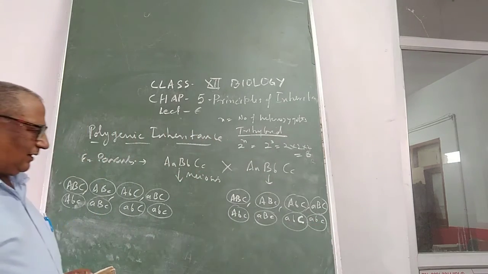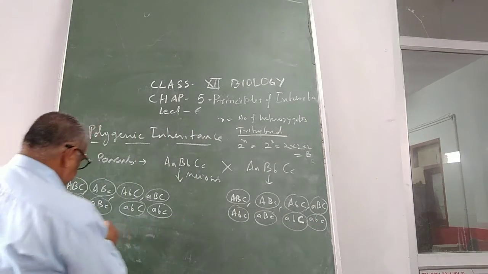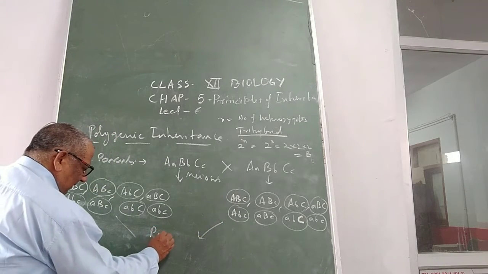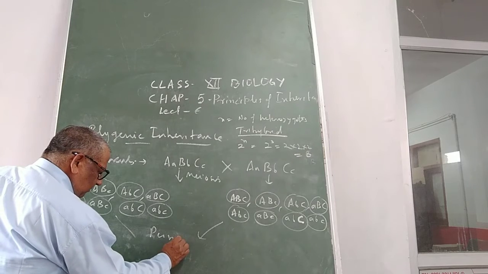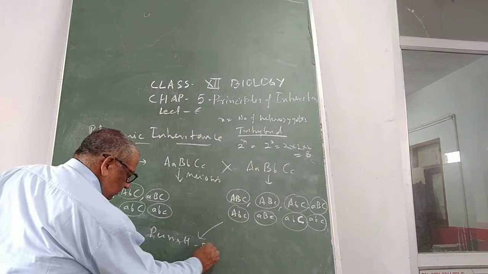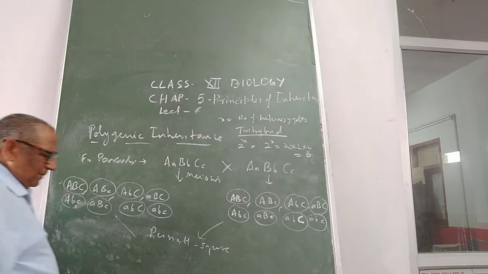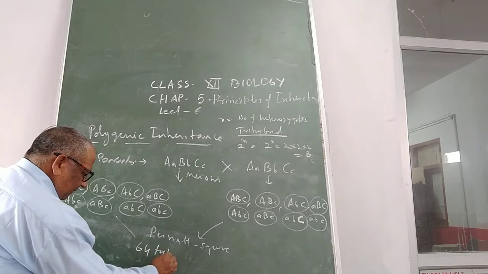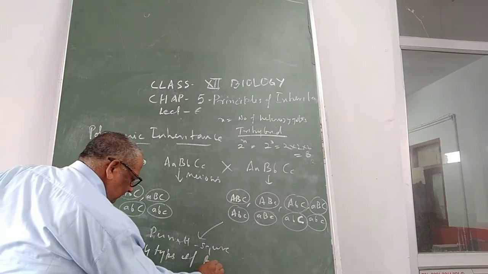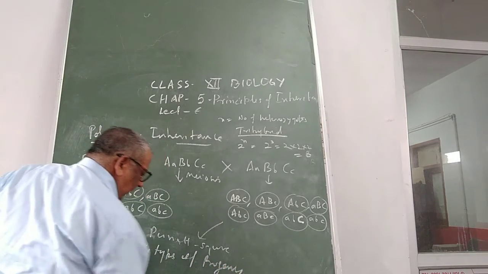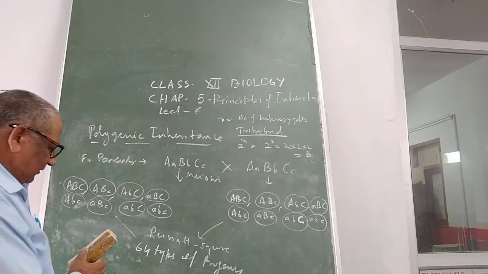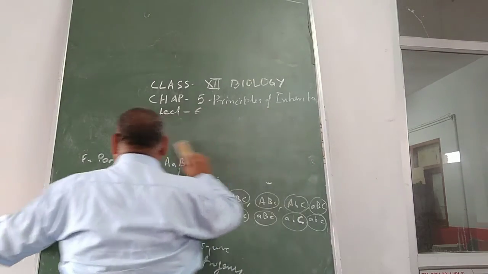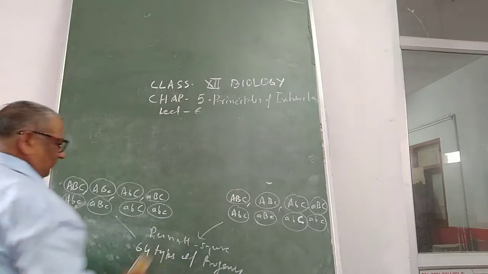So when we make the cross, and this cross is made by the Punnett square method, in the Punnett square method we produce 64 types of progeny. And what do these 64 types represent? Let us see what the 64 types of progeny represent.